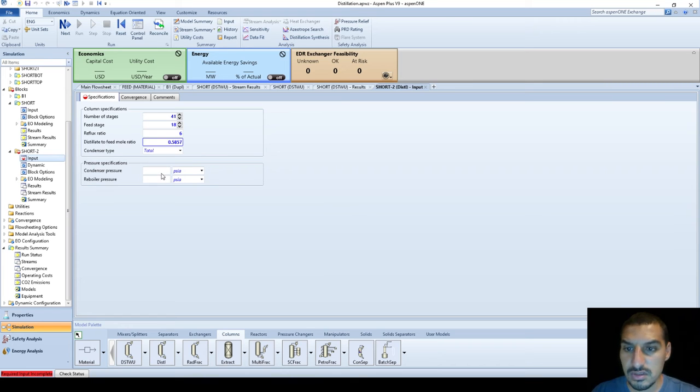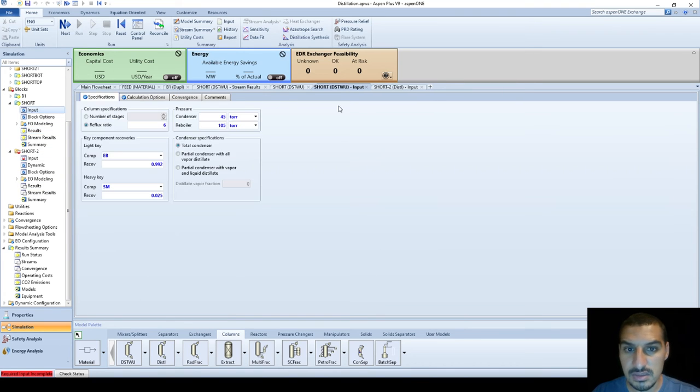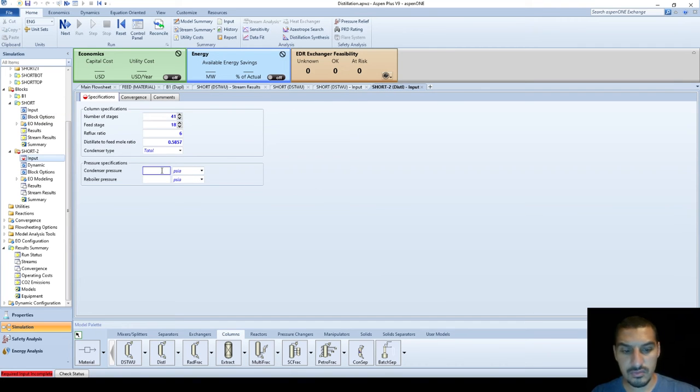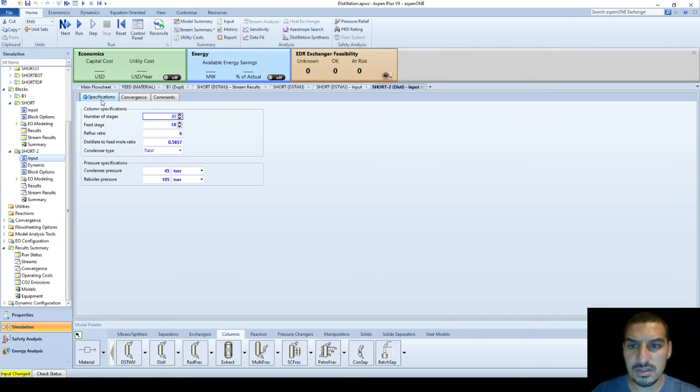And regarding the pressures, I had information about the pressures. It was in the input actually. I defined this in the previous case, so it was 45 and 105 torrs. For the condenser 45, and for the reboiler 105 torrs. So this is all that I need to define, and it's already fully defined. Regarding the convergence, it's talking about the valid phases and the number of iterations, so it's not something that I need to worry about. So I'm gonna run the simulation, and it's now generating results. We don't have any errors, so everything is fine.